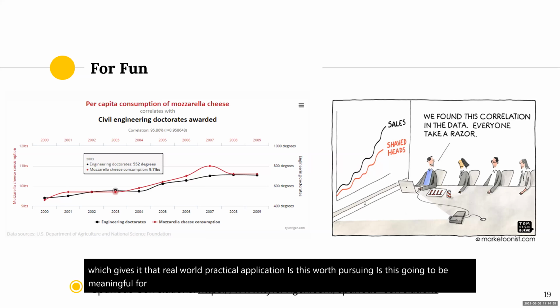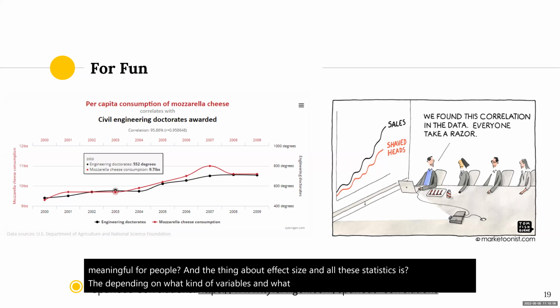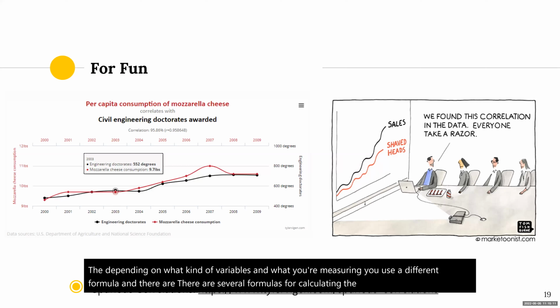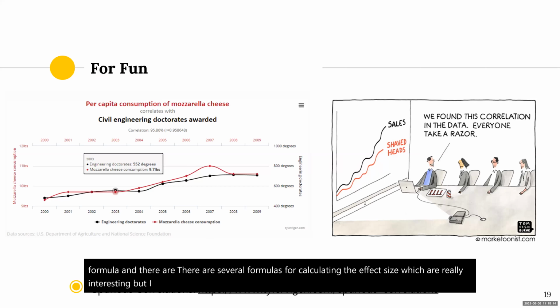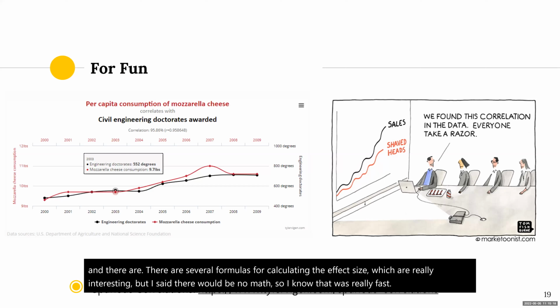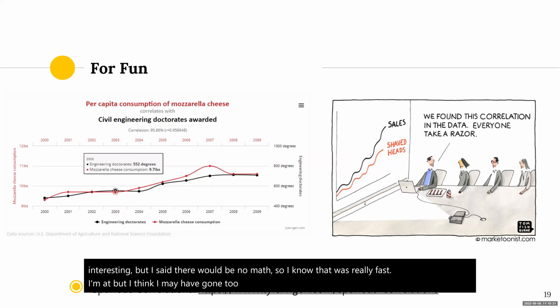And the thing about effect size and all these statistics is that, depending on what kind of variables you're measuring, you use a different formula. There are several formulas for calculating the effect size, which are really interesting, but I said there would be no math. So I know that was really fast, and I think I may have gone too fast. If there are questions, I can answer them, or we can talk about something else.